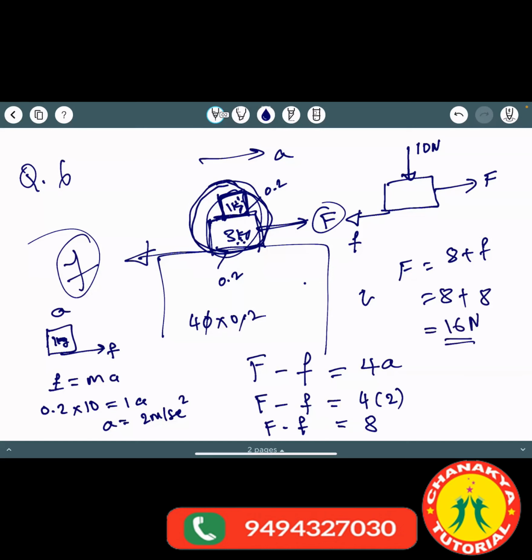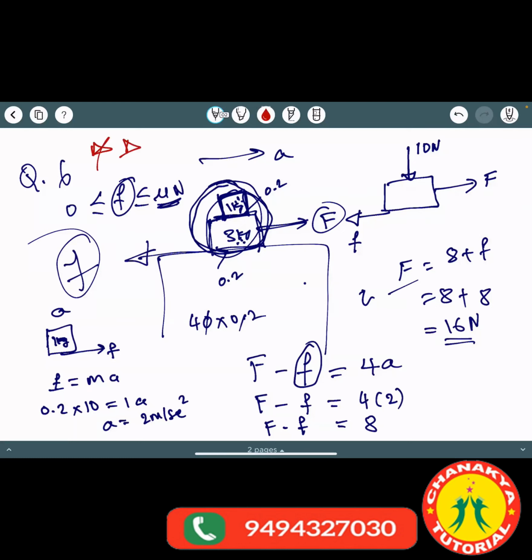Correct. Now, how can I say this is the maximum force? Because that is the maximum value of f, right? We know that f can vary between 0 to mu times N. So if I am keeping the friction's maximum value, that means this F is also maximum. So the answer is 16 Newton. Understood?